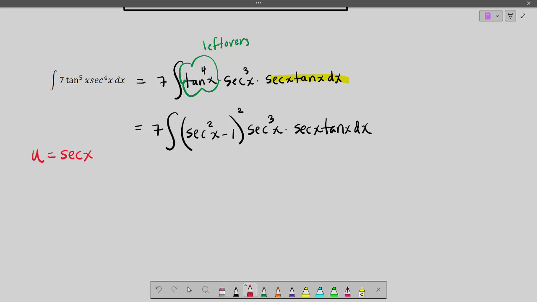Right? Honestly. So we just have to go back to our u. So u is tangent.